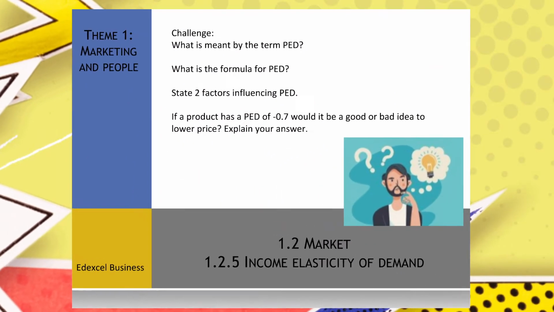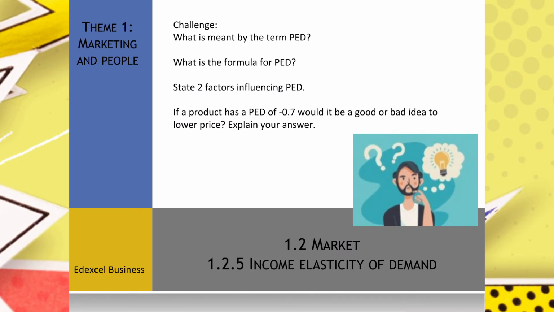I'm going to recap our previous topic before moving on to our next one. So to begin with, let's look at where we are up to. This relates to theme 1 in marketing and people, and then we specifically will look at income elasticity. But first, let's begin with a challenge.